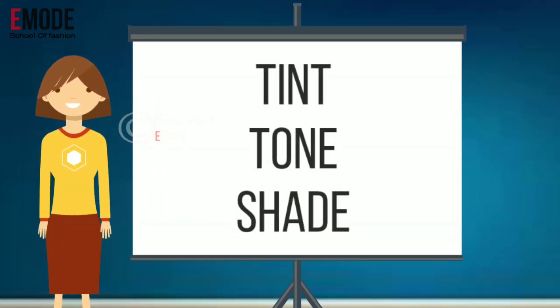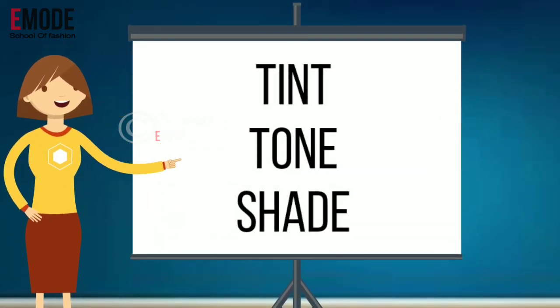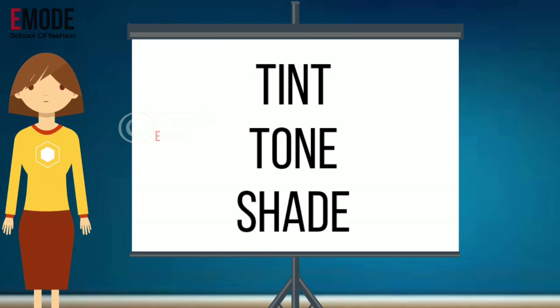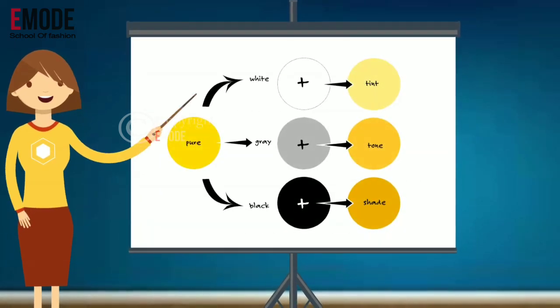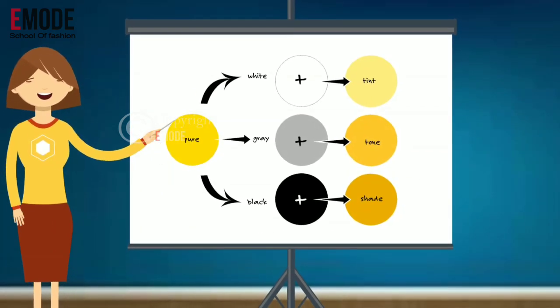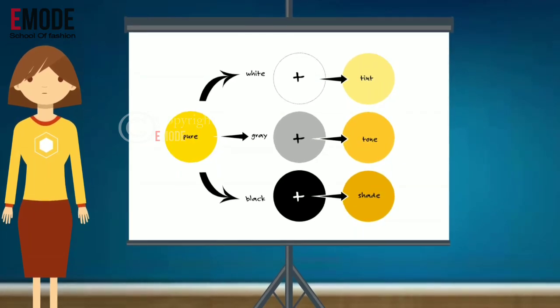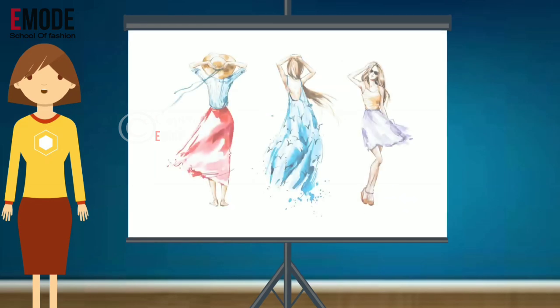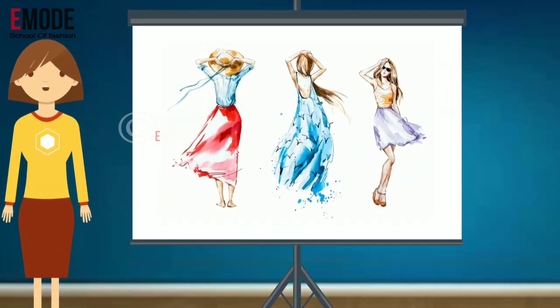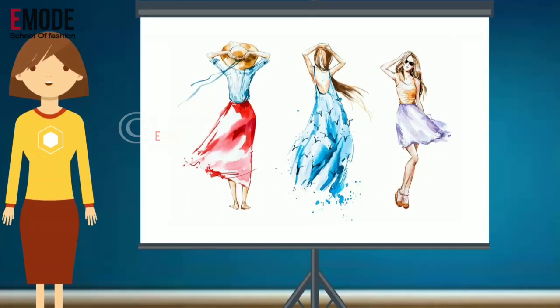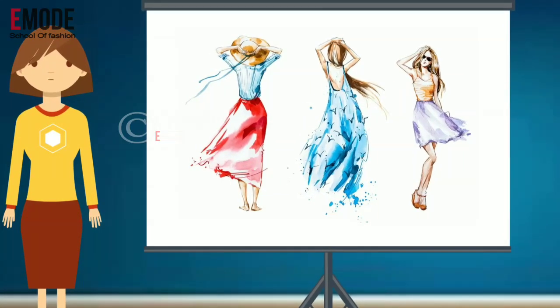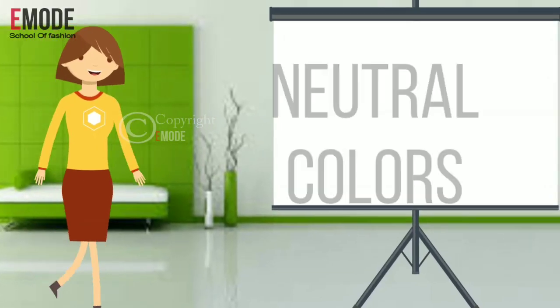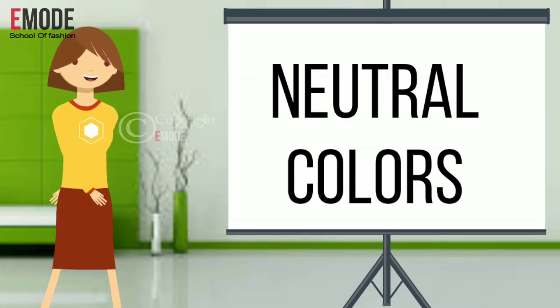Now we must know about tint, tone, and shade. How to define these? If we add white to any color we get a tint. Adding gray to any color we get a tone. Finally, adding black to any color we get a shade. When we design a dress, we must have a good knowledge about color variations and color schemes, also skin tone of your customer.